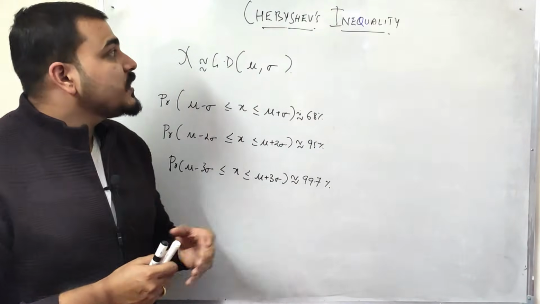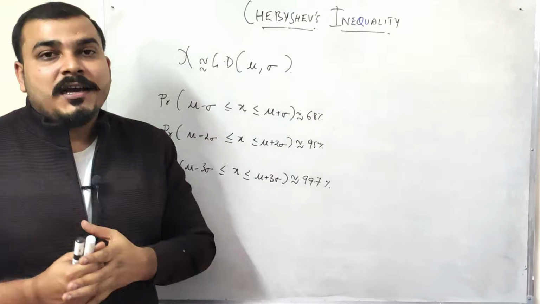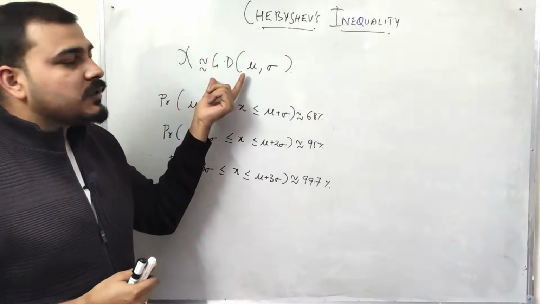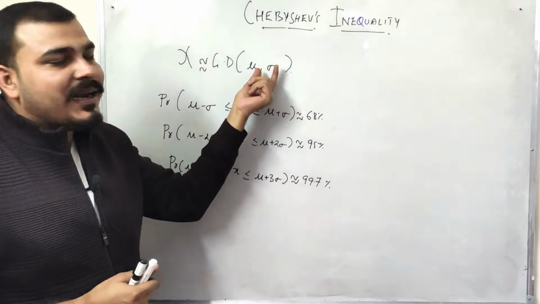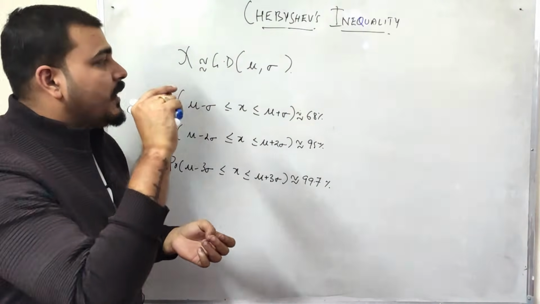Today we are going to discuss Chebyshev's inequality. I hope I pronounced it right. So let us consider a random variable x which belongs to a Gaussian distribution with some mean and standard deviation, or variance. If I say variance, it will be sigma square.